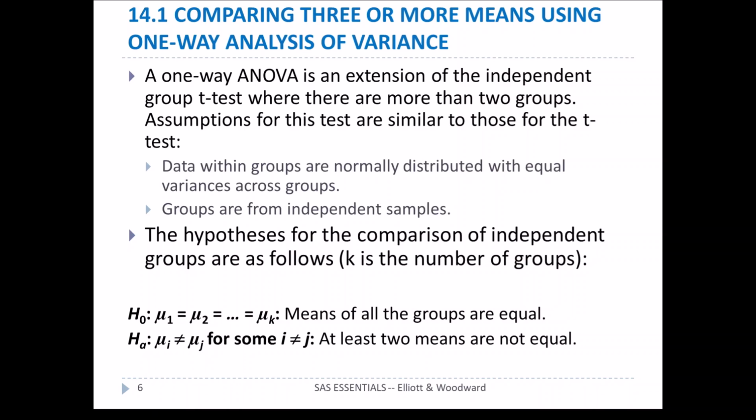The assumptions for these are similar to that of the t-test. First, the data within groups are normally distributed with equal variances across groups, and the groups are from independent samples. That is, if you have 3 groups, group 1, 2, 3, they all contain different people, they're different subjects or different entities that you've measured. They're not related. So the hypotheses for the comparison of independent groups are as follows, where k is the number of groups. The null hypothesis would be that all k means are equal, and the alternative hypothesis is that at least one comparison, or at least 2 means, are not equal.